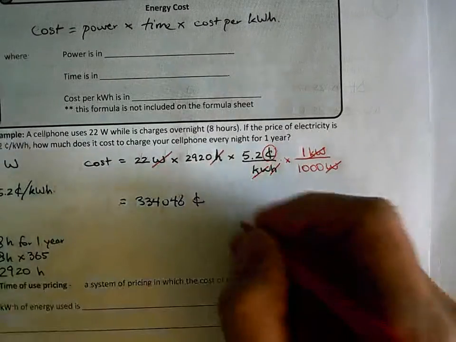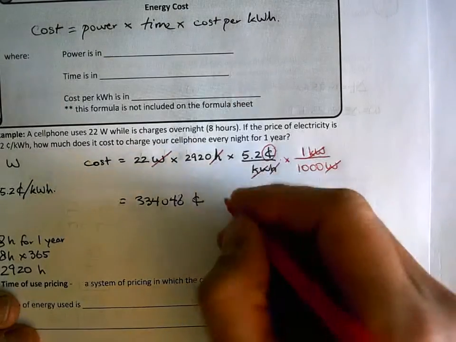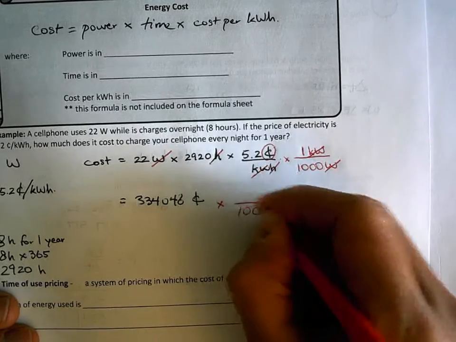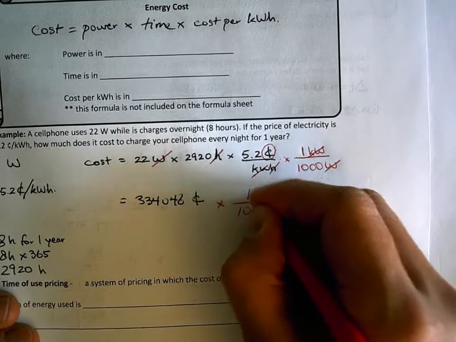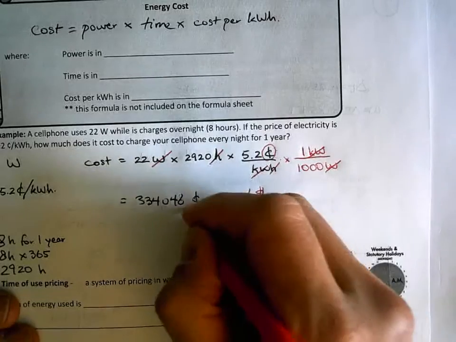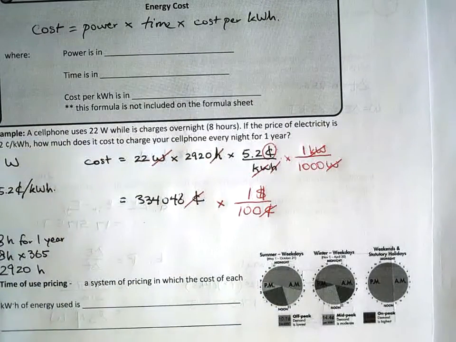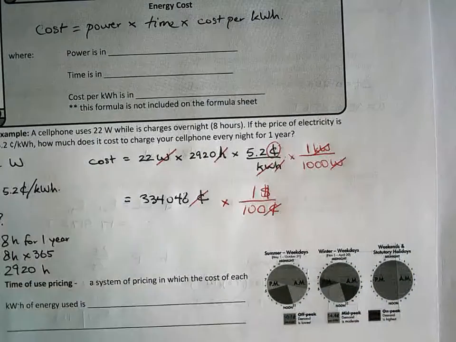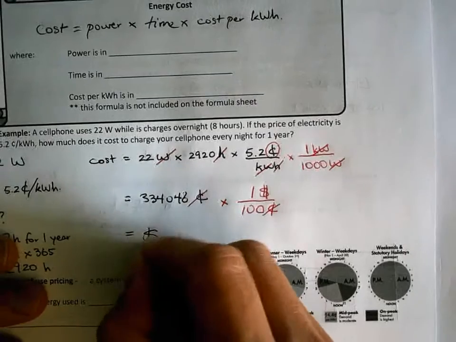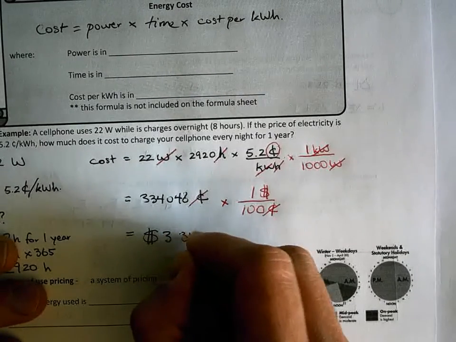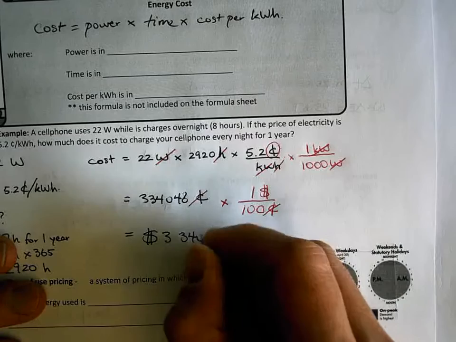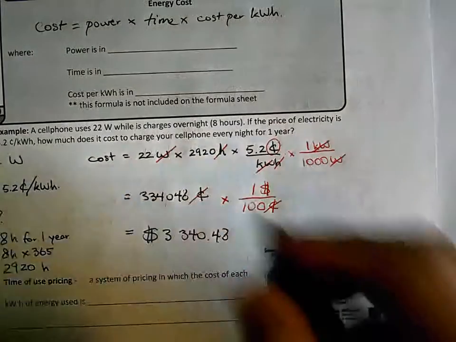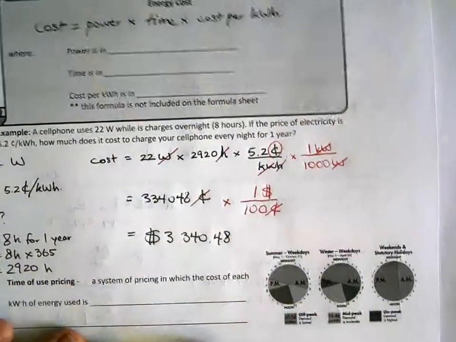Well, again, I would use the same technique for a unit conversion. If I wanted to get rid of cents, I have to put cents on the bottom. Well, I know there's 100 cents in $1. So now if I multiply, these cents are going to cancel out, so my answer will be in dollars. Well, actually I'm dividing by 100, which makes sense. So my final answer is $3,340. That's quite a bit of money to charge your cell phone over the course of the year. Should always try to charge it at school, save a few bucks.